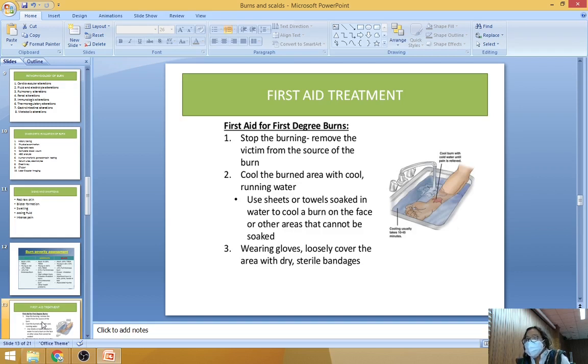Next, cool the burn area with cool running water. Use sheets or towels soaked in water to cool a burn on the face or other areas that cannot be soaked. Then wearing gloves, loosely cover the area with dry, sterile bandages.